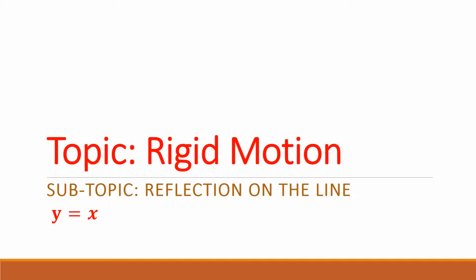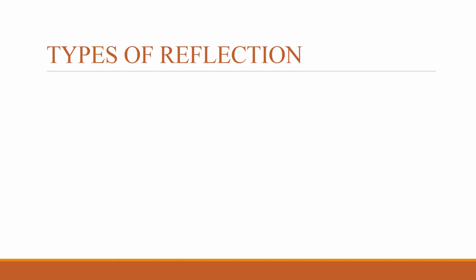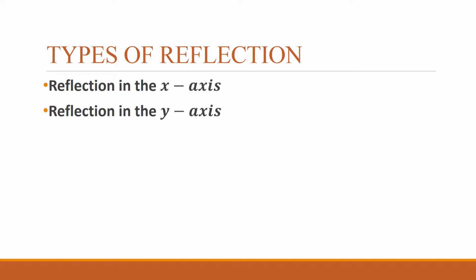We are continuing our discussion on rigid motion, and the subtopic for our discussion is reflection on the line y equals x. Now, what are the types of reflection? In our previous lessons, we discussed some of the types of reflection. The first type was reflection in the x-axis. We also looked at reflection in the y-axis, and now we want to look at reflection in the line y equals x.